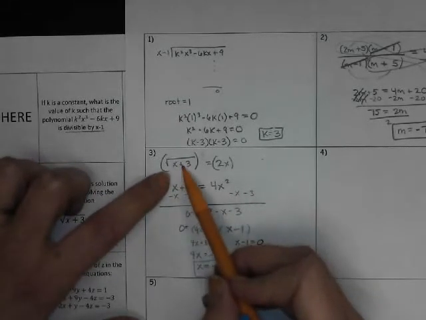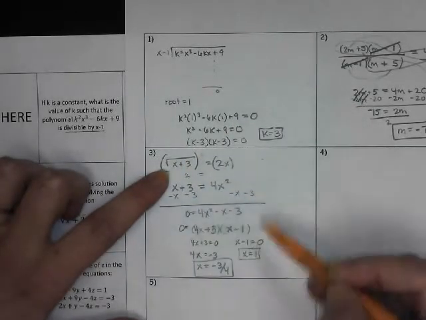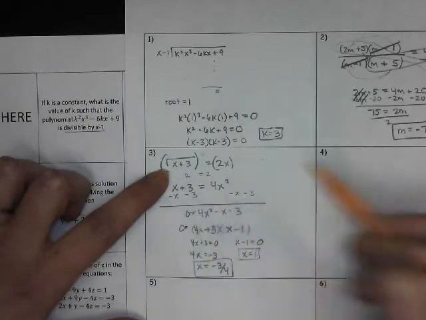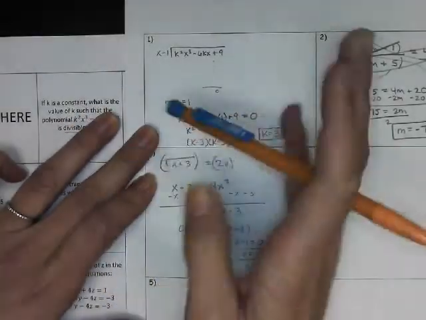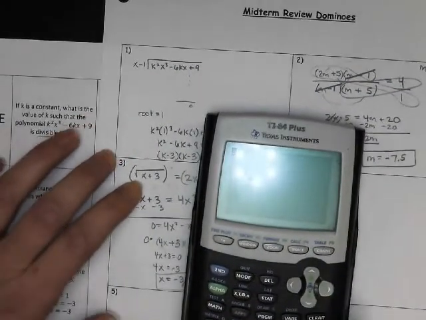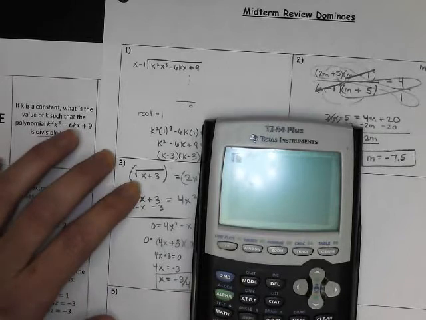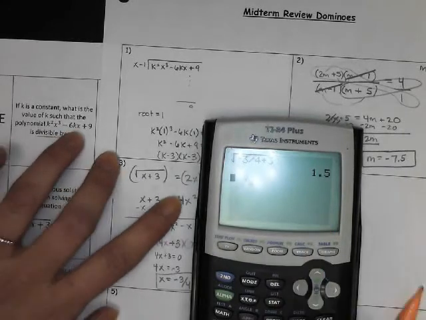If I plug in 1, 1 plus 3 is 4. Square root of 4 is 2 equals, and then I plug in 1 on the right-hand side, 2 times 1 is 2. 2 equals 2. That checks. If I check the negative 3/4, I might want to use my calculator for this. On the left-hand side, the square root of negative 3/4 plus 3 gives me 1.5.